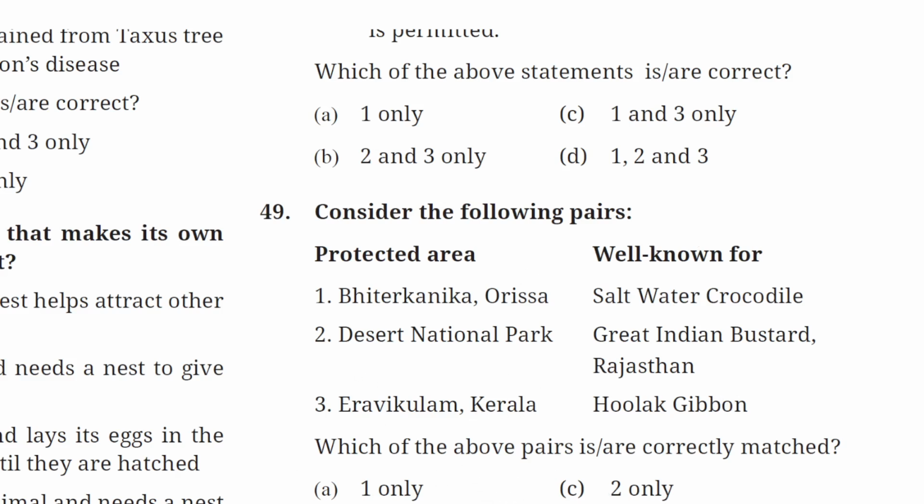No, answer is 1 and 2 only. Bhitarkanika, saltwater crocodile, true. Desert National Park, Great Indian Bustard, that is also true. So answer is B, 1 and 2 only. Eravikulam, Kerala, it doesn't have the hoolock gibbon, but the Nilgiri tahr.